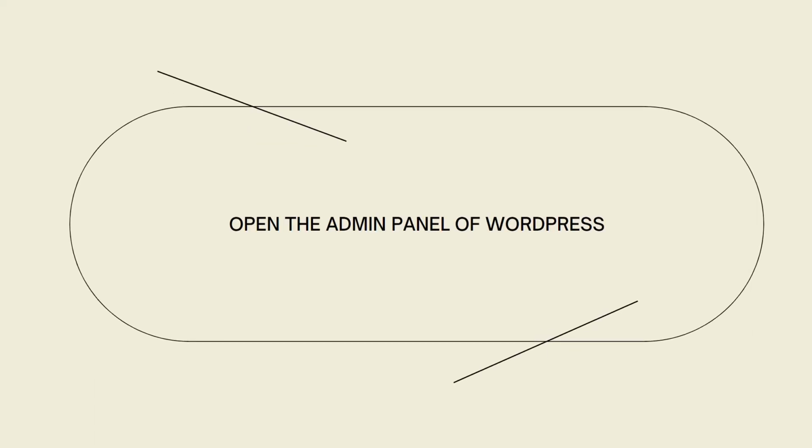First of all, you need to open the admin panel of WordPress. Once you've done that, click on the template section at the left side of your screen. Once you've clicked on the template section, click on the published option at the upper side of the template page.